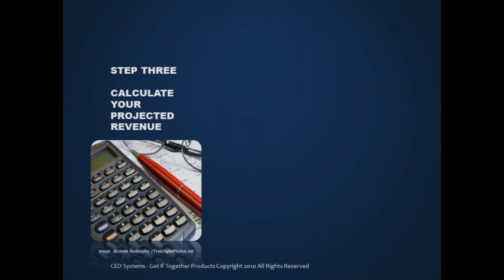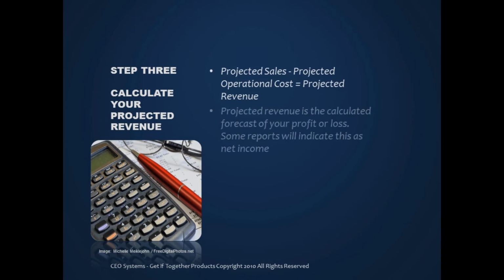Step 3. Calculate your projected revenue. Projected sales minus projected operational cost equals projected revenue. Projected revenue is the calculated forecast of your profit or loss. Some reports will indicate this as net income.